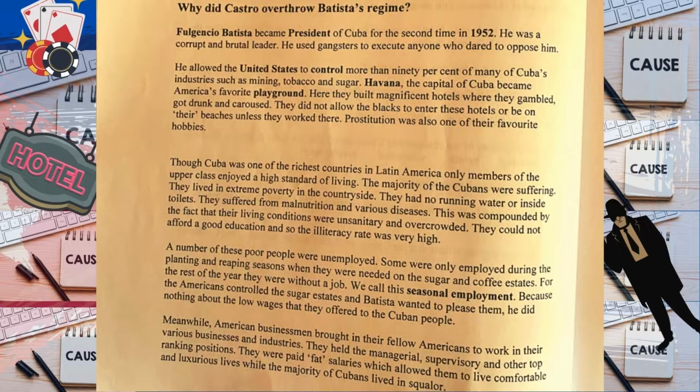Though Cuba was one of the richest countries in Latin America, only members of the upper class enjoyed a high standard of living. The majority of the Cubans were suffering. They lived in extreme poverty in the countryside.